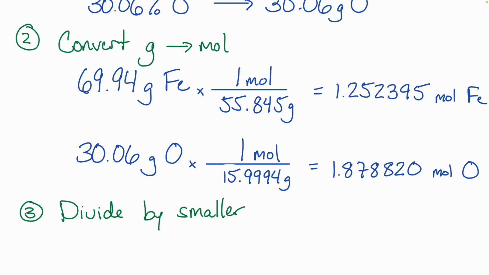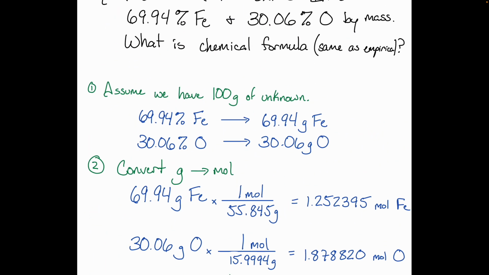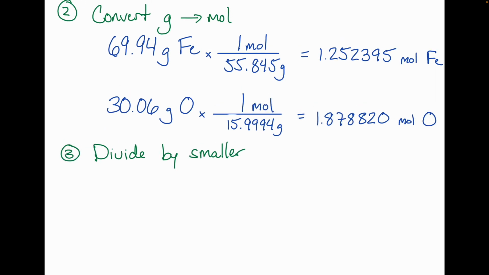So if I take my grams of iron and divide it by the molar mass of iron, I get 1.25 moles of iron. If I take my 30.06 grams of oxygen divided by the molar mass, I get 1.87. All right, and again, my goal here is to find the chemical formula, FeₓOᵧ. And hidden in those numbers is that mole ratio. It's very hard to see because these are ugly numbers with a lot of decimal places.